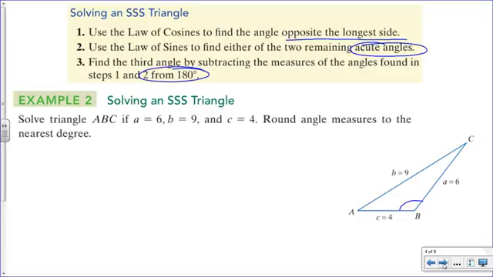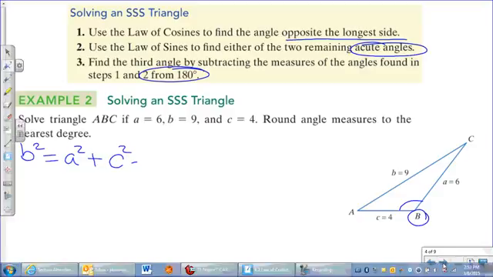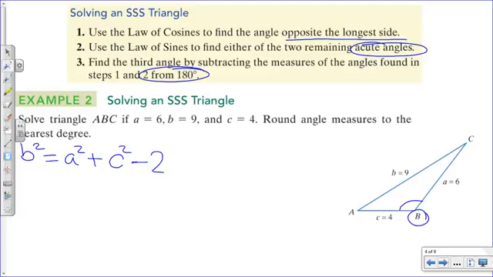Okay. So we're talking about angle B. So what I'm going to use is the variation of the formula that goes this way. B squared is equal to A squared plus C squared minus 2AC cosine of B. Right?